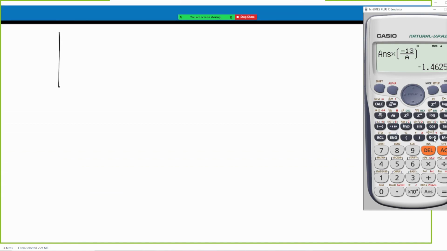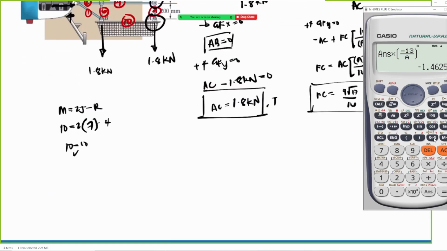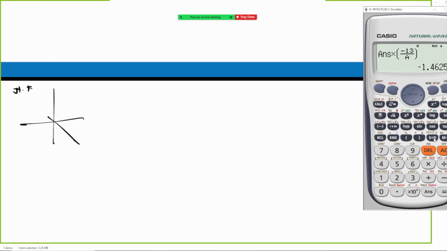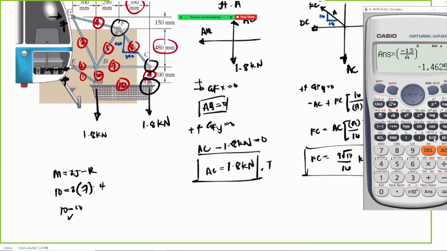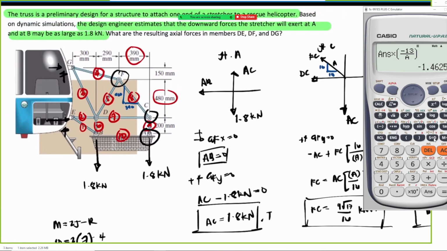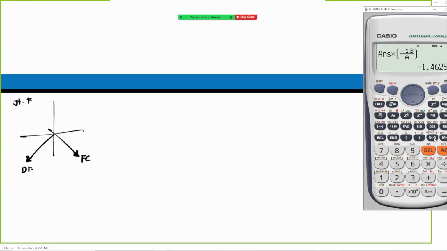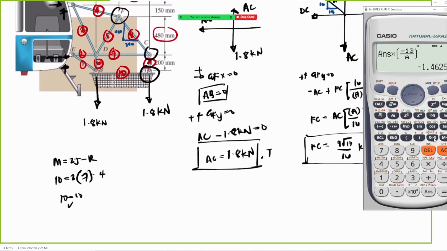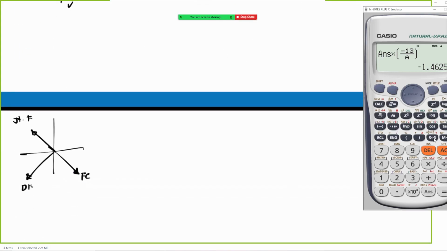Okay, this one is the diagram. Joint F, so at joint F we have FC, that is tension, and then DF, and then the FG. Okay, hindi pala siya straight line. Yan. So this is our FG.